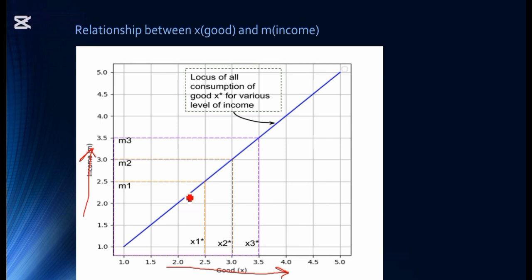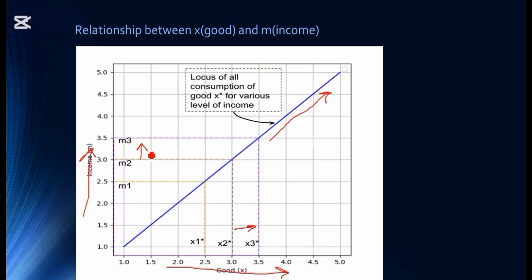Here the blue line shows the locus. For normal goods, the consumption increases as income increases. Why? Let me show from the graph. Here you can see from this to this and from this to this. This shows the normal goods consumption increases as income increases.